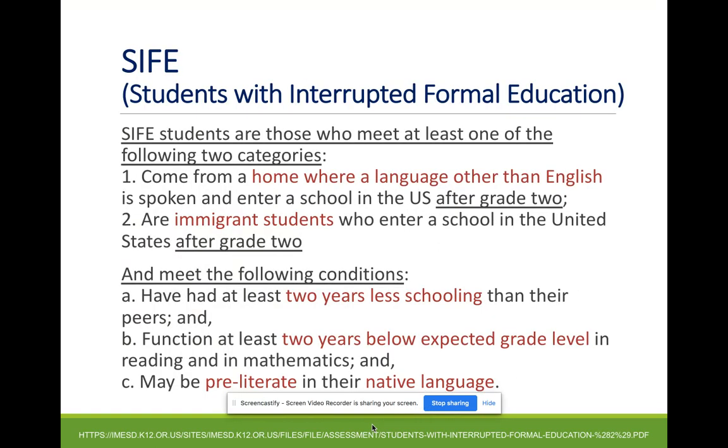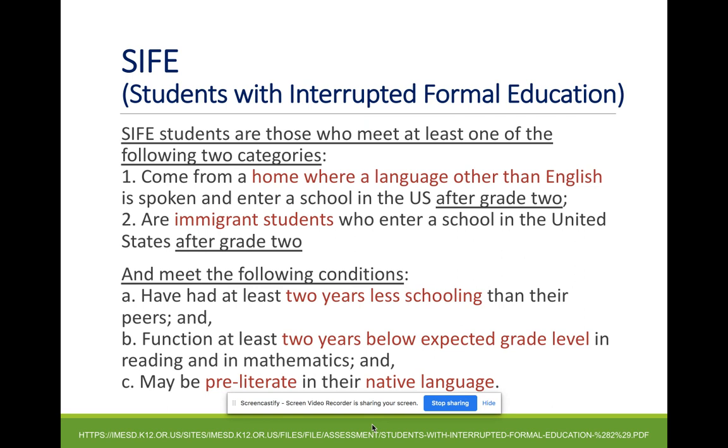Okay, SIFE. This is students who meet at least one of these two following categories. So I'll let you read that slide as I talk about it. These are students who come into your classroom and they may be 13, but they haven't had any schooling since maybe they were 10.